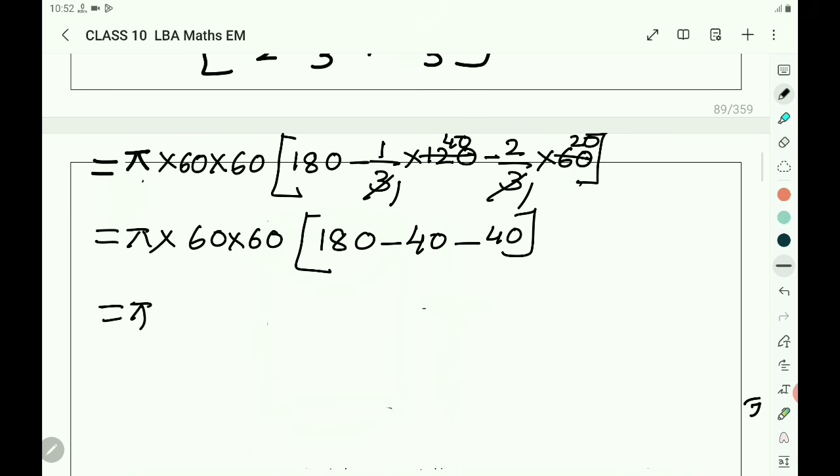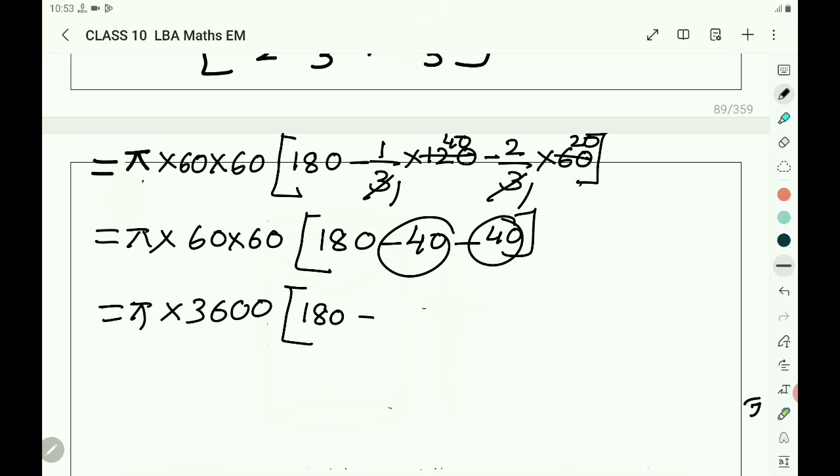Then pi into. Here you can write the product of these two. 6 into 6 is 36, 2 zeros. So 60 into 60 is 3600. Then write this 180 as it is. Minus 40 is there. Same sign, minus is there, so you can add them and put the minus sign. 40 plus 40 is 80. So minus 40 can be added, you will get minus 80.